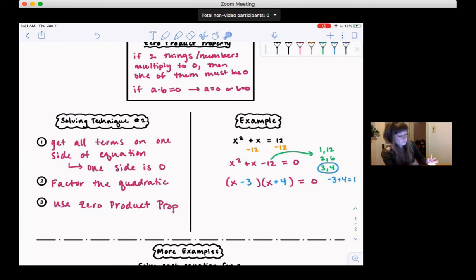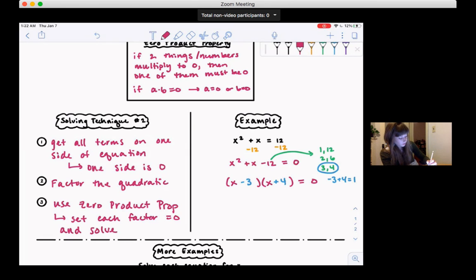So the way the zero product property applies here is that we have two things being multiplied to 0. They're not single numbers, but they're expressions. So that's why I said things. So this guy times this guy equals 0. Zero product property says one of them has to be 0 if that's the case. So we're going to set each factor equal to 0 and solve for x.